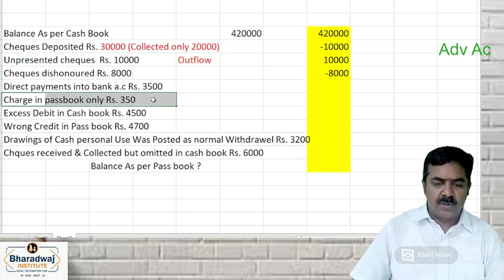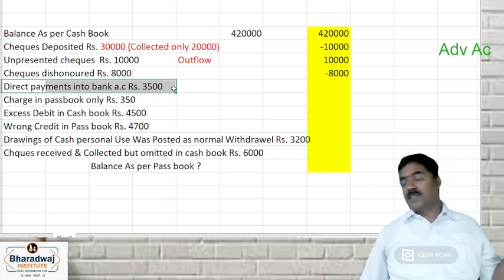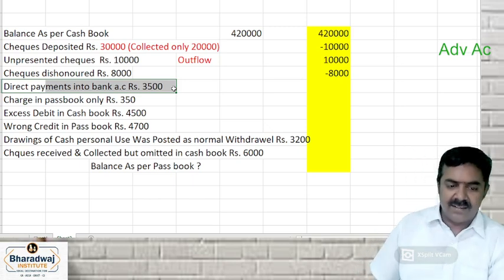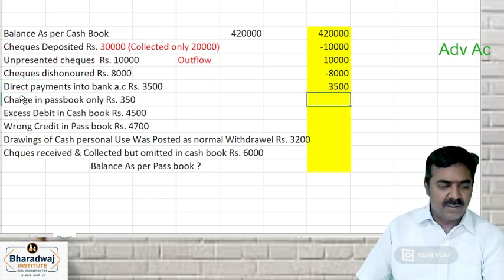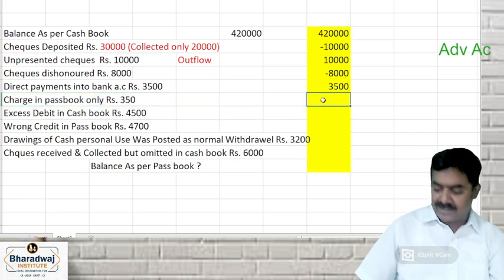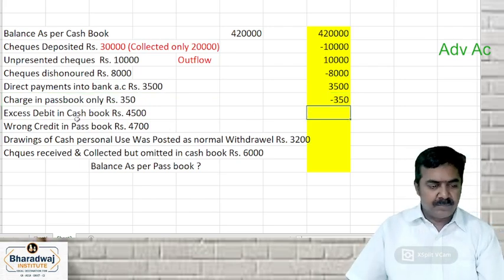Charges in passbook, direct payment into the bank account. Some of our customers went to the bank and directly deposited the money. What would the bank have done? Added. Let us also add it. The bank has added, so we add. Charges in passbook only. The banker would have deducted. Let us also deduct it.